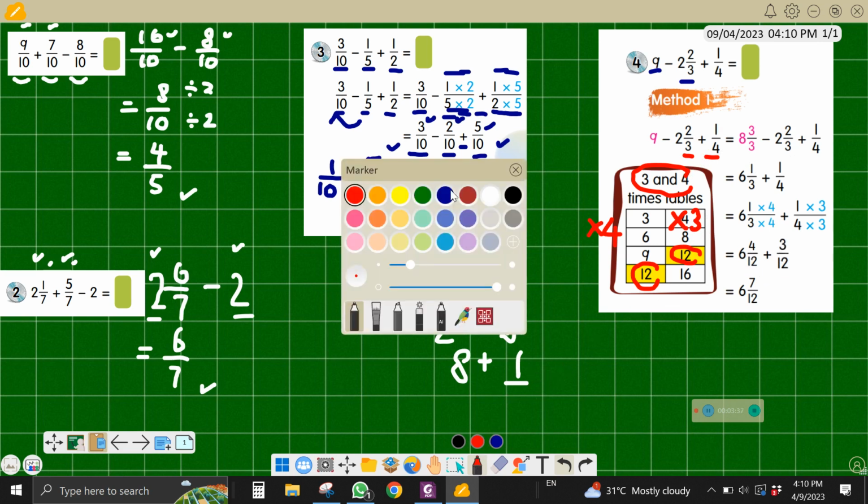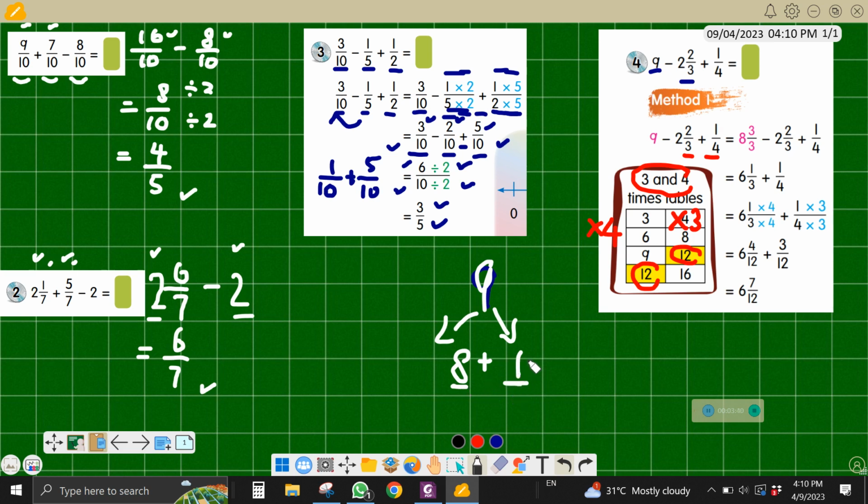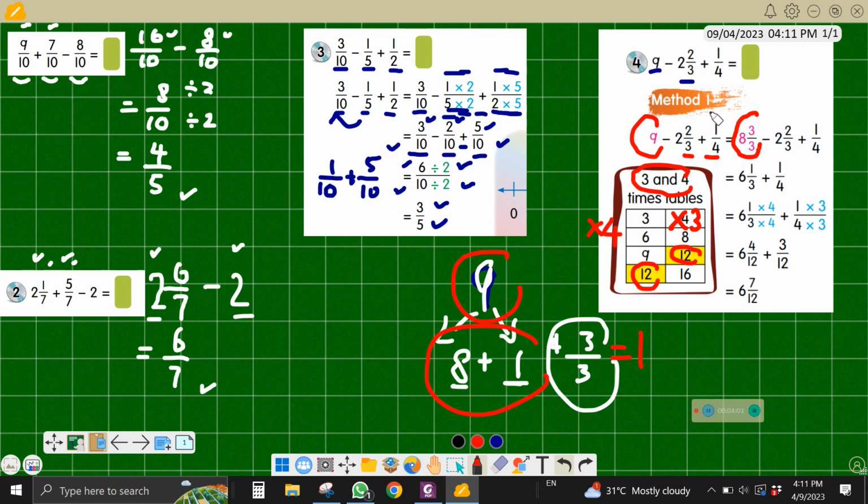So this one here, the 8 plus 1, you also change to 8 and 3 over 3 first so that we can minus the second fraction. So you can see here, 9 is changed to 8 and 3 over 3. Remember that the 3 over 3 equals 1. So 8 plus 1 is 9. So we minus the first fraction first. The whole number, 8 minus 2 is 6. The top, 3 minus 2 is 1. And then the bottom is 3.